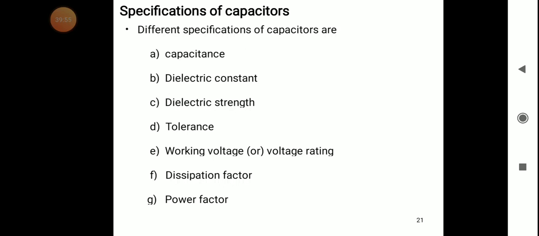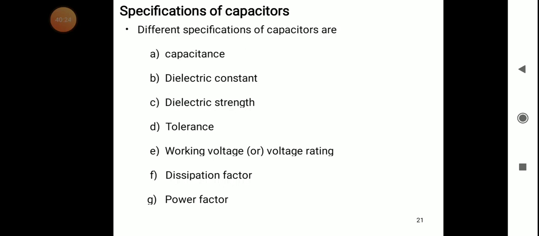And working voltage, or voltage rating, is the maximum allowable voltage across that component. Beyond that voltage rating, if you apply more voltage, the device may get damaged. So that's why we also need to know the working voltage of a particular component. So what is the dissipation factor?